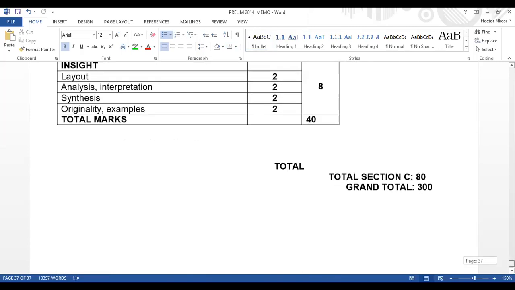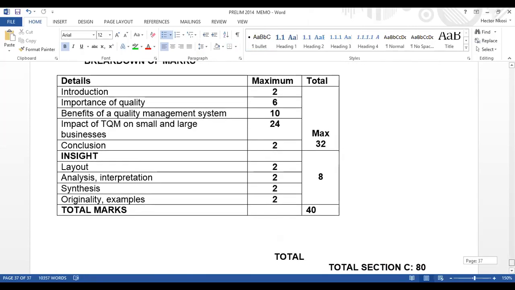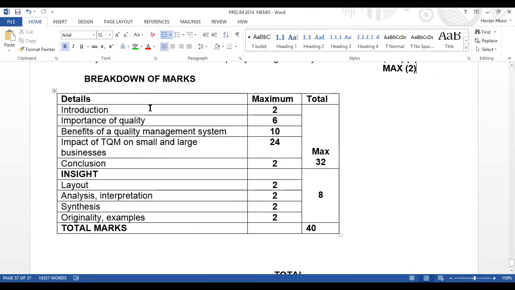Now, just for 2 minutes, I want to show you this. Boys and girls, this is your rubric for an essay. This is how they mark the essay. 2 marks for the introduction, 2 marks for the conclusion, right? So easy, 2 marks, 2 marks. Then the importance of quality, 6 marks. The benefits of quality management, 10 marks. The impact of TQM on small and large business, 24 marks.